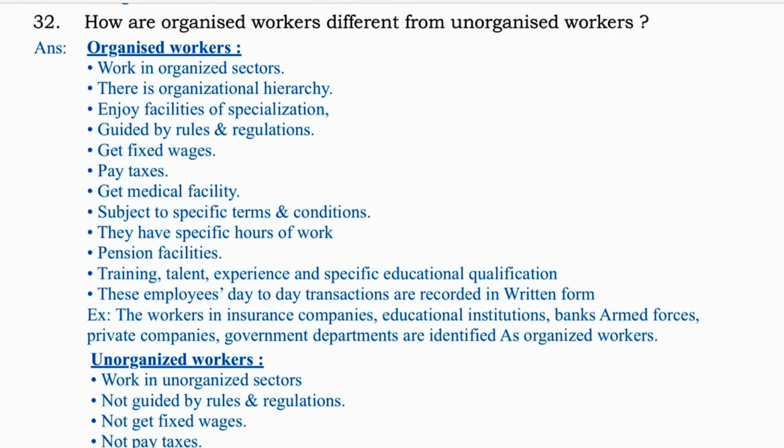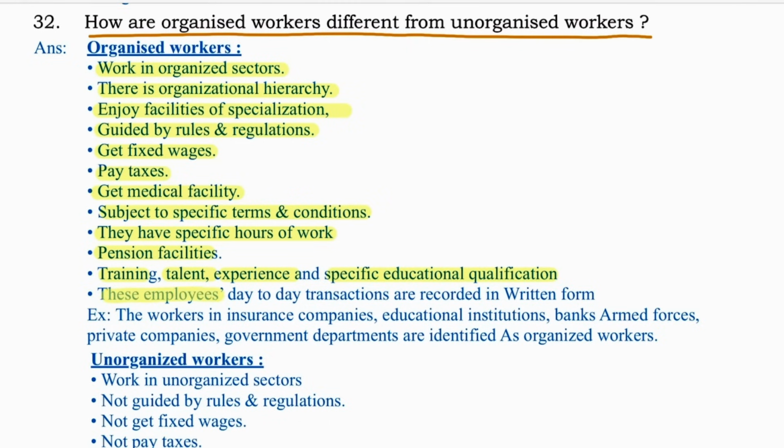Next, 32. How are organized workers different from unorganized workers? See, organized workers work in organized sectors. There is an organizational hierarchy, they enjoy facilities of specialization, are guided by rules and regulations, get fixed wages, pay taxes, get medical facilities, and are subject to specific terms and conditions. They have specific hours of work, pension facilities, training, talent, experience and specific educational qualifications are required.